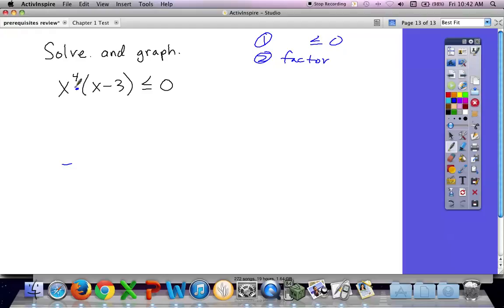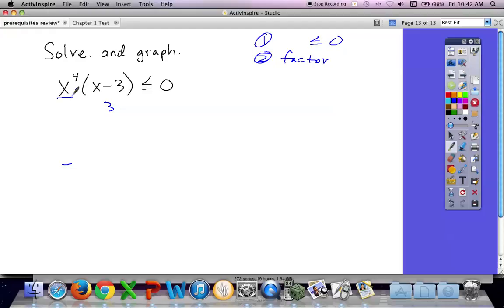Okay. So now what do we do? We figure out what our critical values are. Where do these factors change sign? Right? At what value of x does x minus 3 change sign? At 3. And at what value of x does x to the 4th change sign? In fact, does it ever change sign? It doesn't change sign because it's raised to an even power.